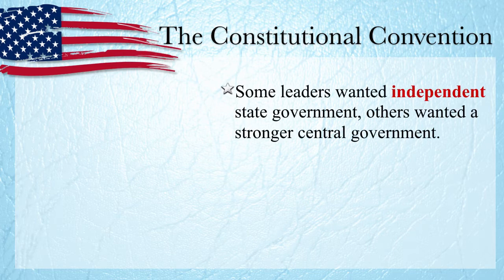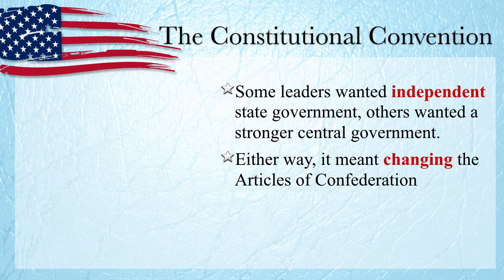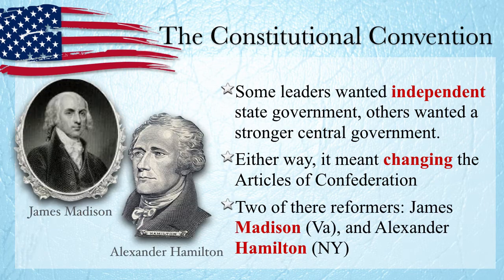Okay, Constitutional Convention. Some leaders wanted independent state governments. They said, we want the government of each state to be isolated, and we don't want a big central government over everybody. Other people were like, no, this Articles of Confederation thing is messed up. We have to have a strong central government, otherwise there's no point to it. Either way, it meant changing the Articles of Confederation. So either way, let's just change this thing. Two main reformers were brought in and ended up being very instrumental, and that is James Madison and Alexander Hamilton. You see their pictures here.